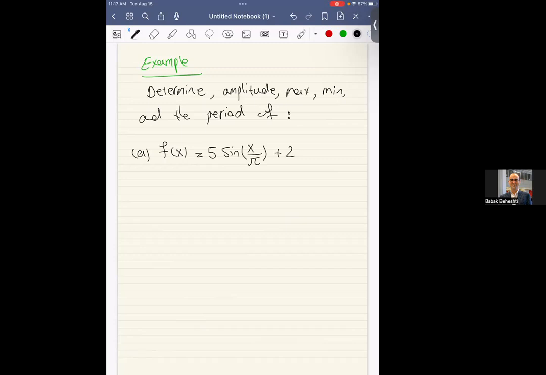Okay, so what is the amplitude? The amplitude is 5. What is the maximum value? 5 plus 2 equal to 7. The minimum value, negative 5 plus 2 is negative 3. What is the period? Two pi.